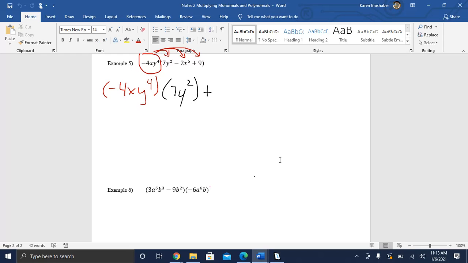I'll come back to my monomial, negative 4x y to the 4th. It's multiplied this time by negative 2x to the 5th. And then plus, come back to my negative 4x y to the 4th. And this time multiplied by 9.